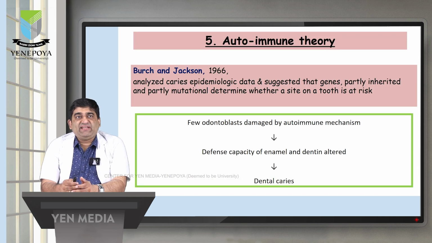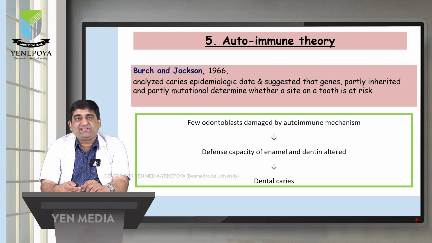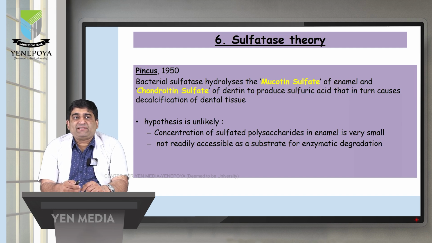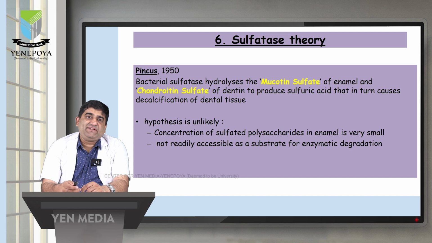The next theory, the fifth theory, is the autoimmune theory, which was proposed by Burke and Jackson in 1966. It analyzed caries epidemiological data and suggested that genes, partly inherited and partly mutational, determine whether a site on a tooth is at risk. The few odontoblasts which were damaged by autoimmune mechanism alter the defensive capacity of the enamel and dentin and lead to dental caries. The last theory is the sulfatase theory, which states that bacterial sulfatase hydrolyzes the mucoitin sulfate of the enamel and chondroitin sulfate of the dentin to produce sulfuric acid, that in turn causes decalcification of dental tissues. The hypothesis is unlikely because the concentration of sulfated polysaccharides in enamel is very small. It is not readily accessible as a substrate for enzymatic degradation.